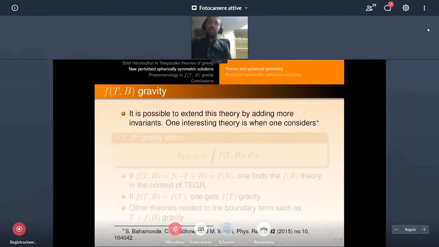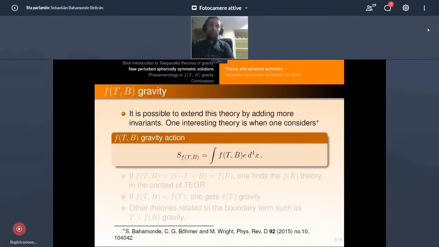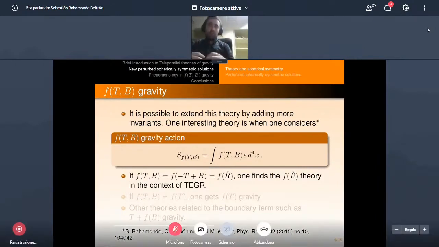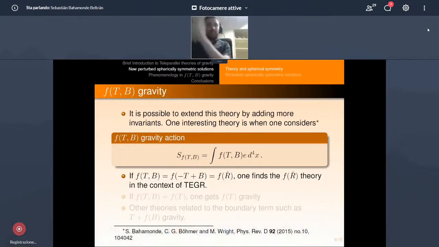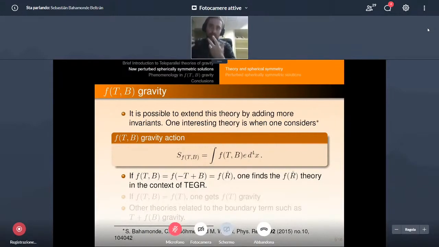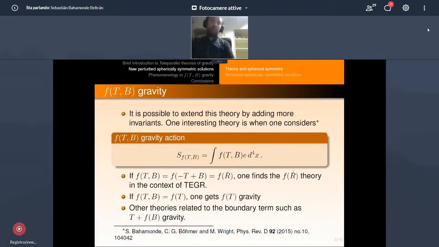So one theory that will be interesting to analyze, and we don't know whether it will suffer from pathologies like strongly coupled problems or others, is the so-called F(T,B) gravity. Instead of considering only T in the action, you also consider the boundary term B, which is the one related to the Ricci scalar, and is the one which actually connects these two frameworks, the GR framework and the TEGR framework. So this theory is interesting because you can automatically have F(R), but in the teleparallel equivalent of GR framework. So you can have exactly the same equations as F(R), but describing this with torsion and the boundary term. Also, you can have F(T) gravity, and you can have other theories only considering this boundary term.